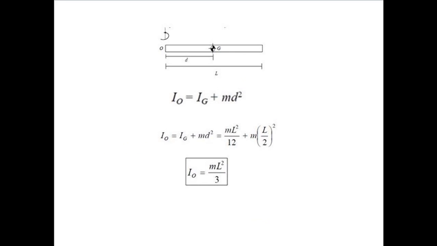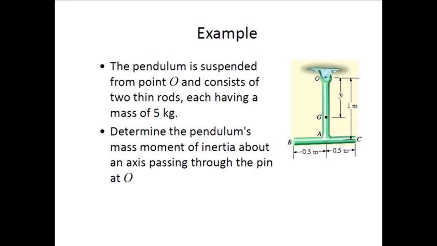Now if we move the axis to a new point O, the new equation becomes IO equals IG plus m d squared, which is also called the parallel axis theorem. Solving this equation, we get IO equals mass times length squared over 3. Then we can take a look at the example from the lecture notes.